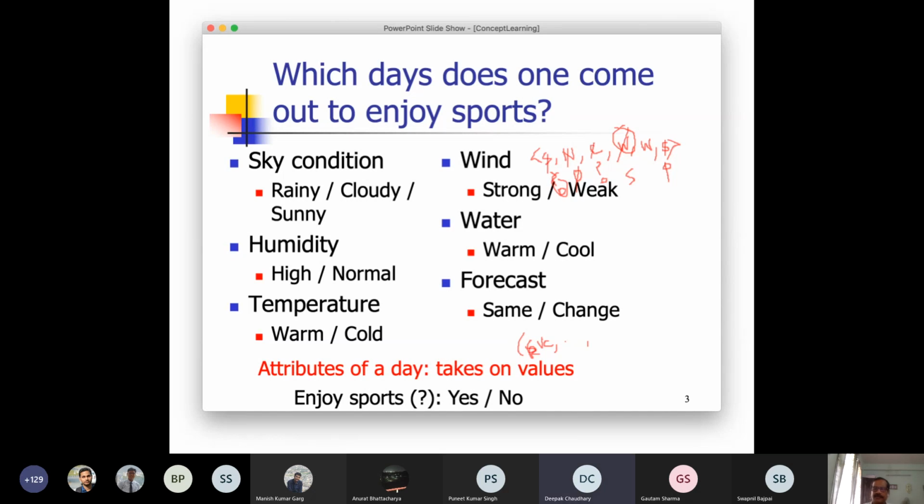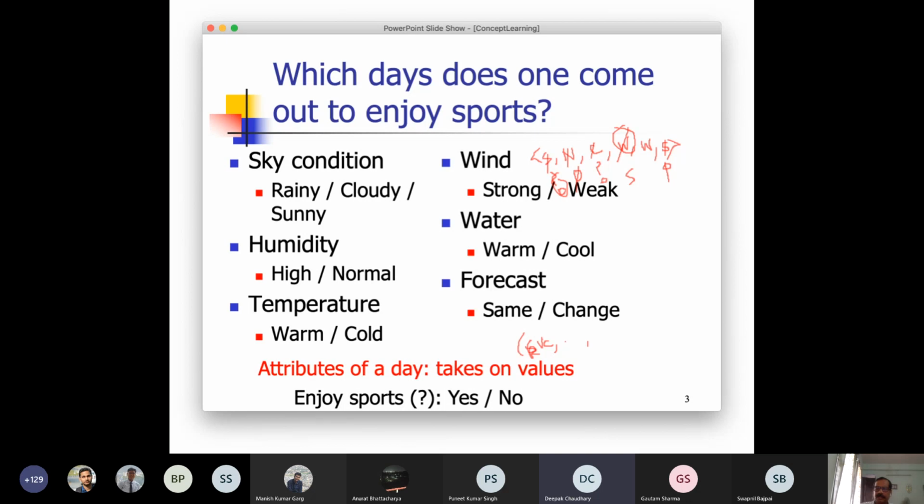If wind is strong, this value would be true, right? Yes, sir. Now, in a hypothesis, if there is something like wind is strong, then if wind is weak, this combination will not be true. Yes, sir, that was the idea. Okay, sir.